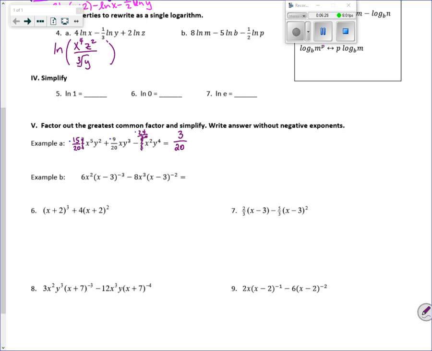Now, letter-wise, I know you know what to do there. Each of them has an x. Well, how many can I take out? You have to take out the lowest of all of them, so that would be x to the first. I'll just write x. They each have a y, so that would be y squared. And when you have that done, what would be left?